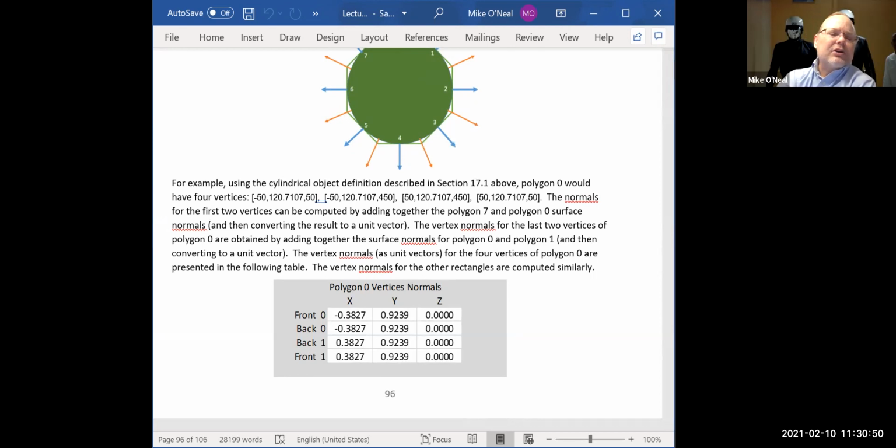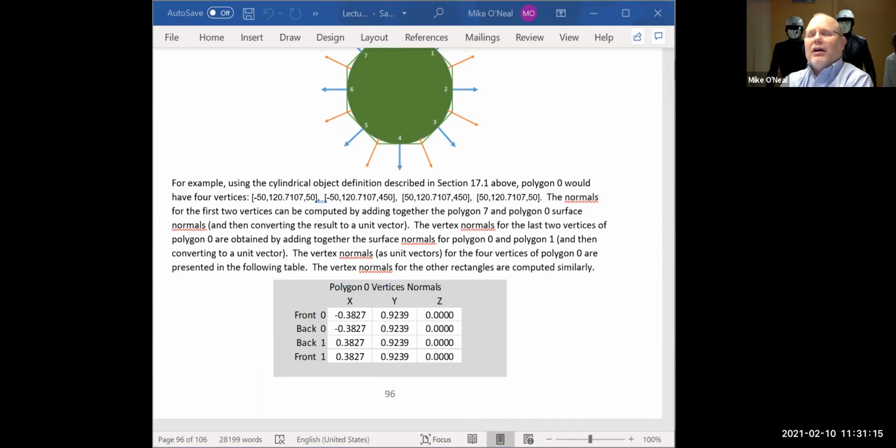Okay, looks like there might be a question or 2 here. Let's see. Andrew asked, do the vertex normals include the end caps? That's a great question, Andrew. When I talk about vertex normals, I'm talking about vertex normals at the vertices of each polygon.